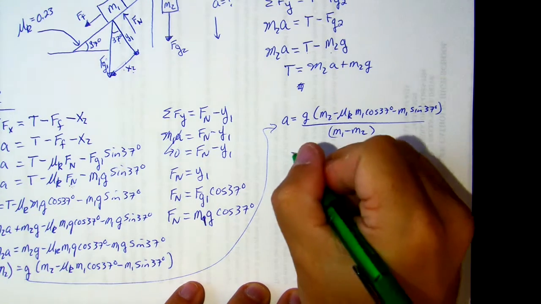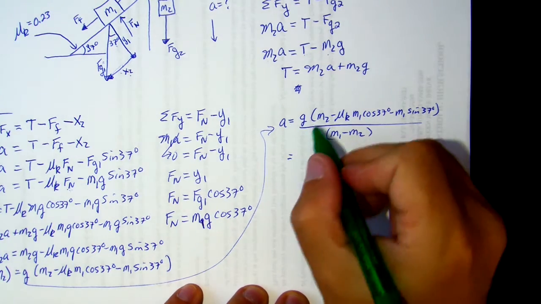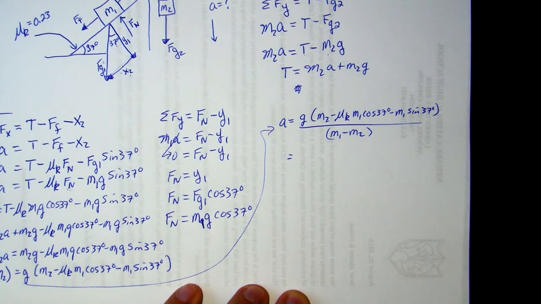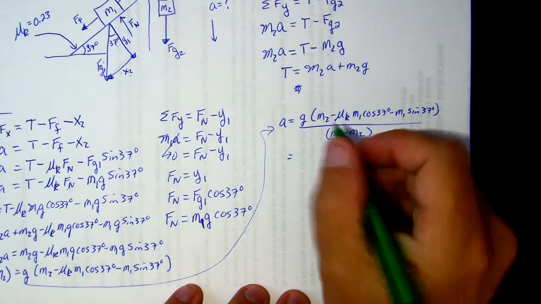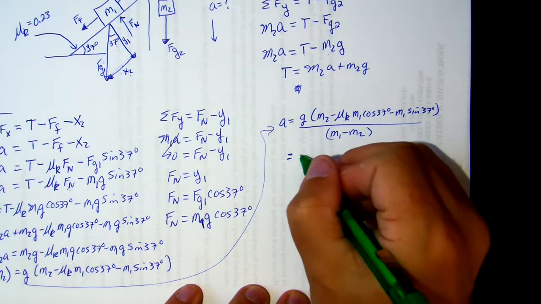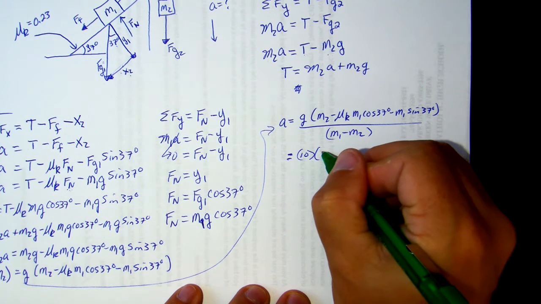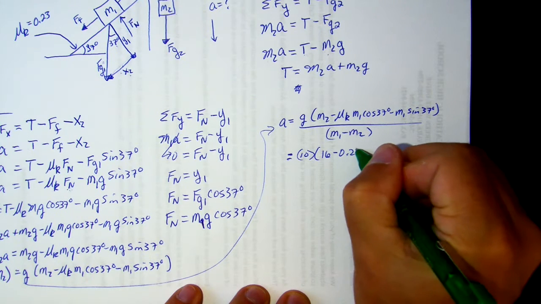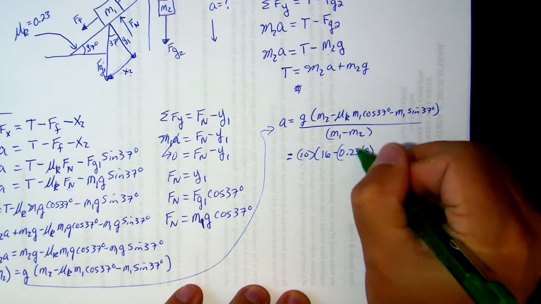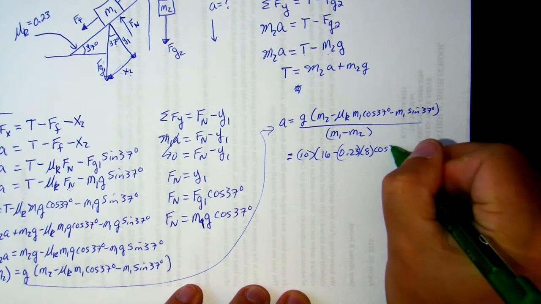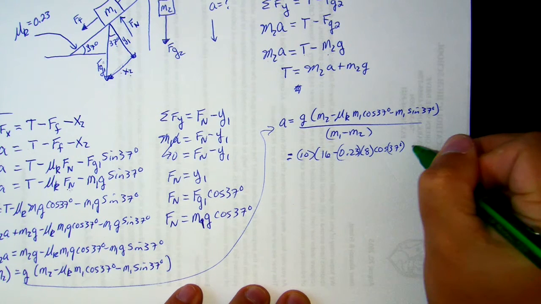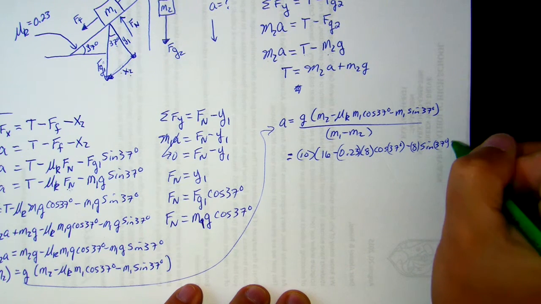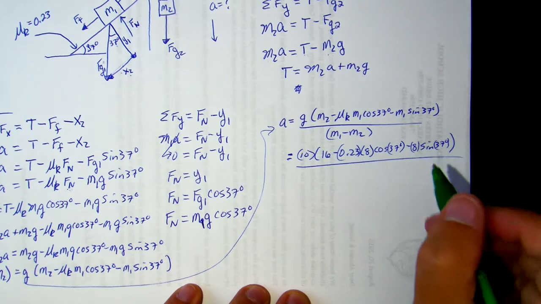All right, so now we can start plugging in numbers. Now, the book uses 9.8 for g. I'm not sure exactly what gravity is in this room, but we're just going to use 10 for gravity so that the math is a little bit easier. So we have 10 times, parentheses, 16 minus 0.23 times 8 times cosine of 37, minus 8 times sine of 37. All that divided by 16.